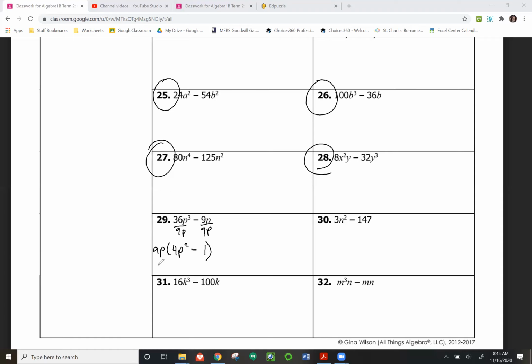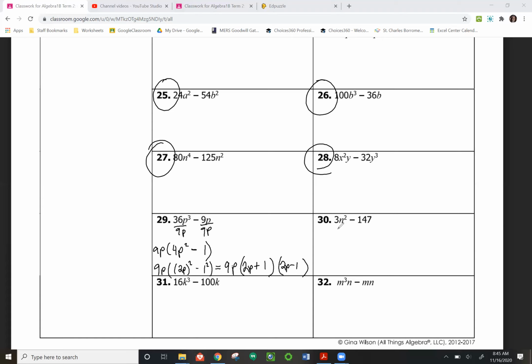Okay, so this is going to be 9p times the quantity. Well, this is the same thing as saying 2p squared minus 1 squared. So what will we have at the end? 9p times, I'll set up both of my parentheses, the first term plus the second term, the first term minus the second term. 2p plus 1, 2p minus 1, okay?